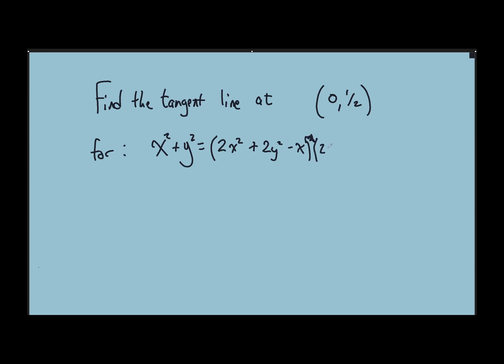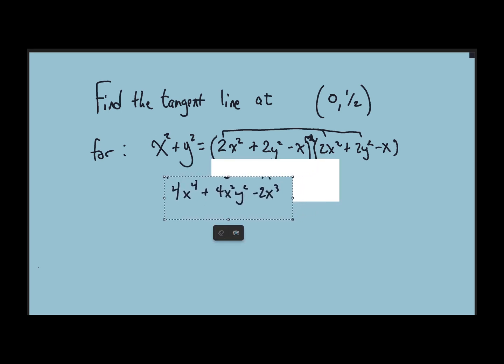So what I'm going to do is write 2x squared plus 2y squared minus x. I'm going to FOIL it out on this side. It's just easier that way for me. You can do it any way you want. 4x to the fourth, plus 4x squared y squared, minus 2x cubed. I can already see we're not going to have space. Let's just bring this over right now. Like that. Did I lose anything there? I don't think so.